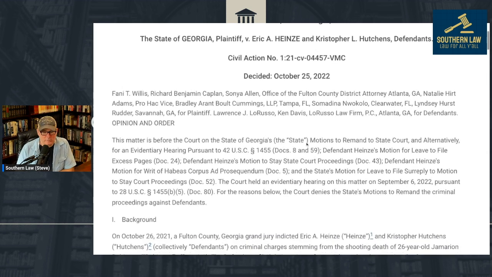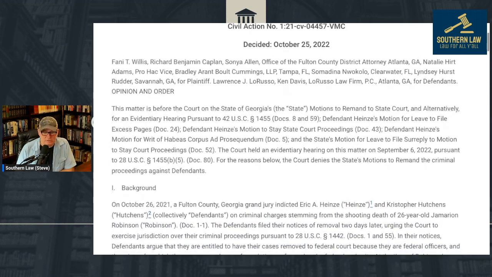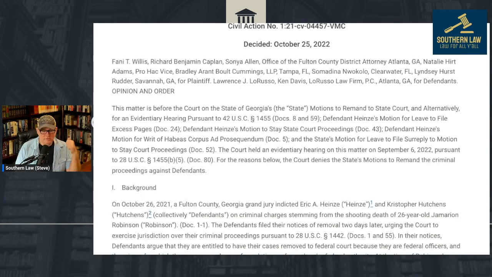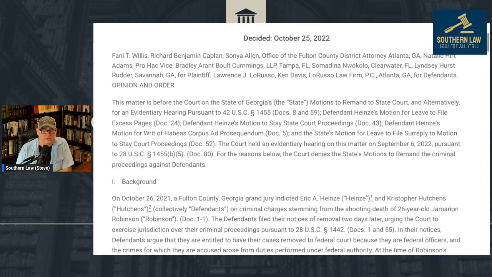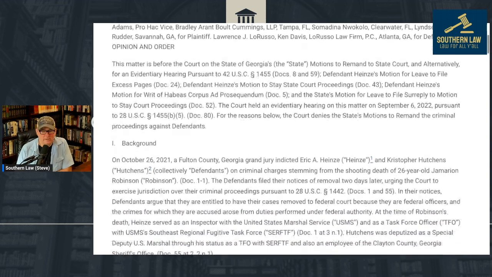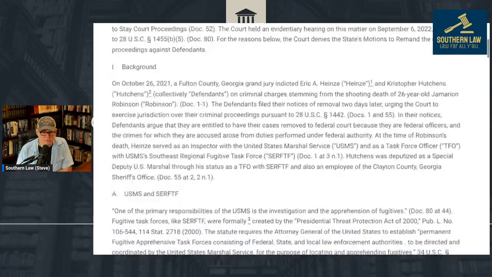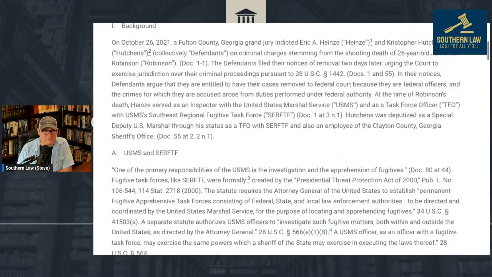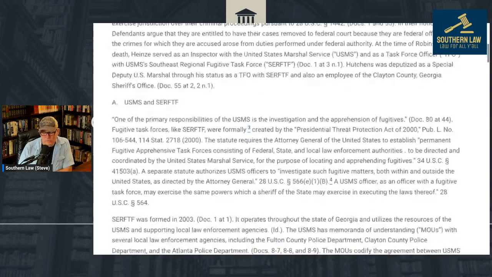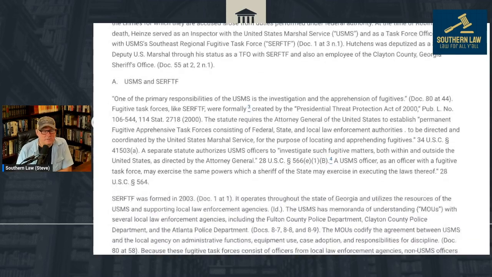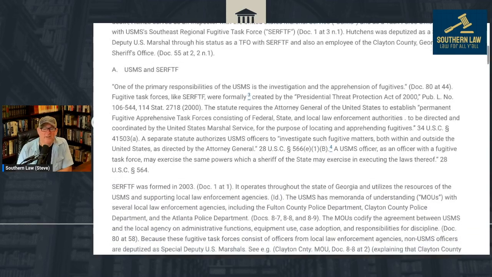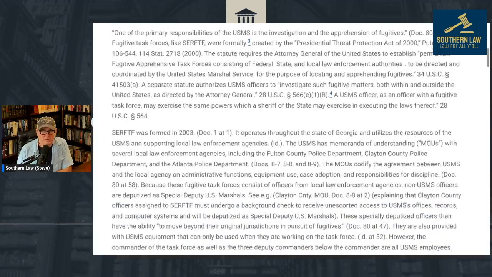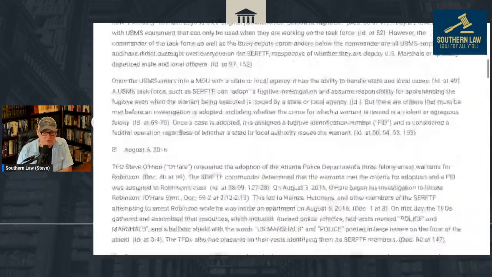And this matter is on before the court for the state of Georgia's motions to remand to state court or for an evidentiary hearing. So here the state's trying to get this stuff kicked back down to state court, and all the argument over that. So this is to do, I think, with somebody in the Marshal Service that Willis has taken a shine to, trying to use her local office because she's an activist. That's what happens when you get an activist as a DA to prosecute federal officials here and there on very broad theories.